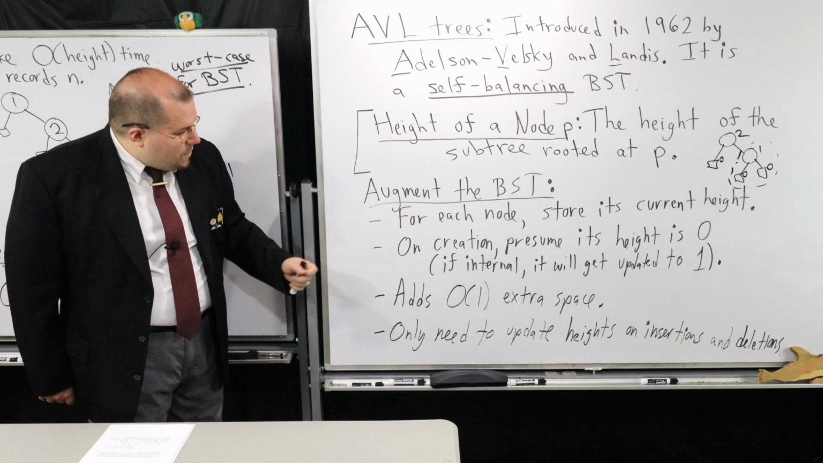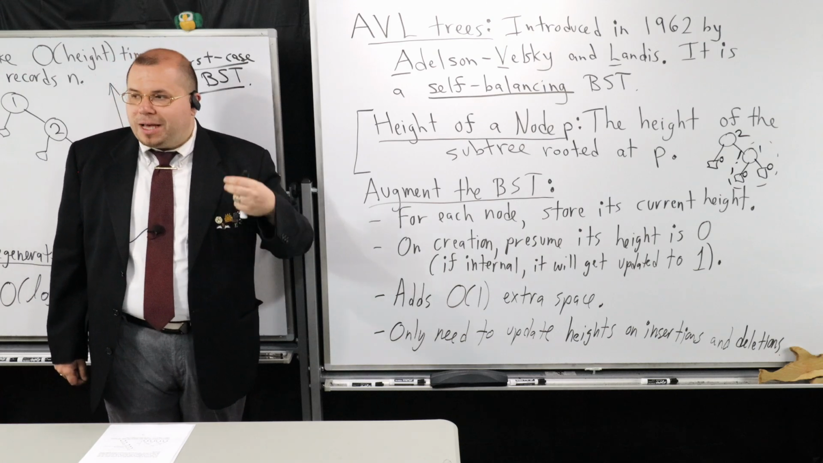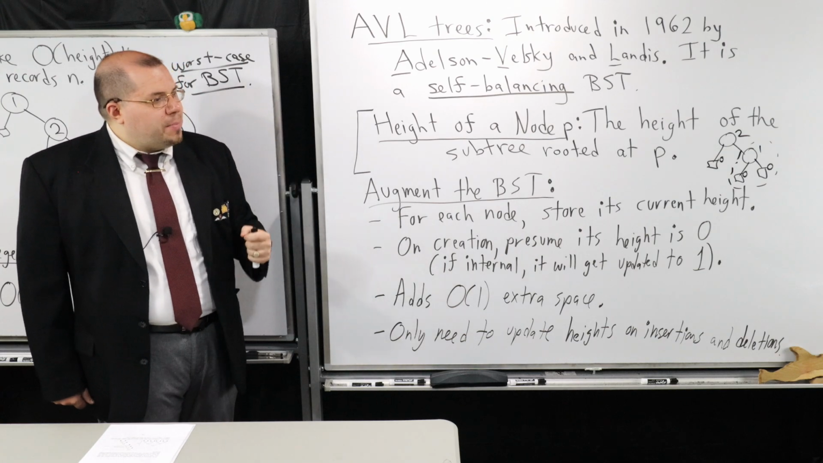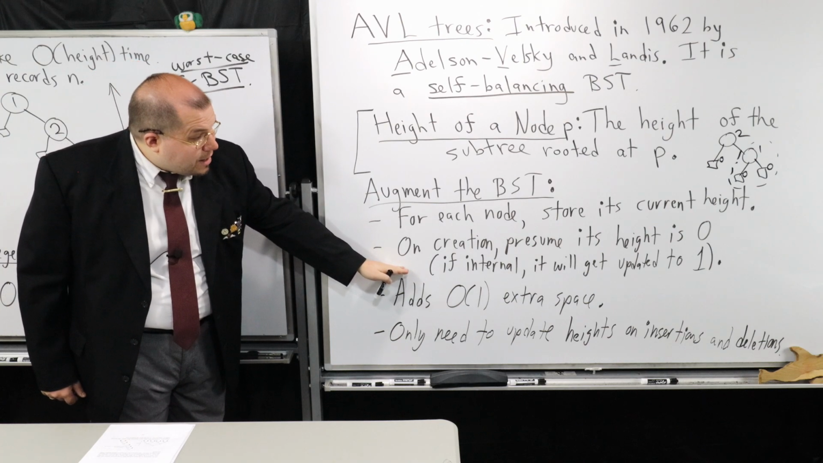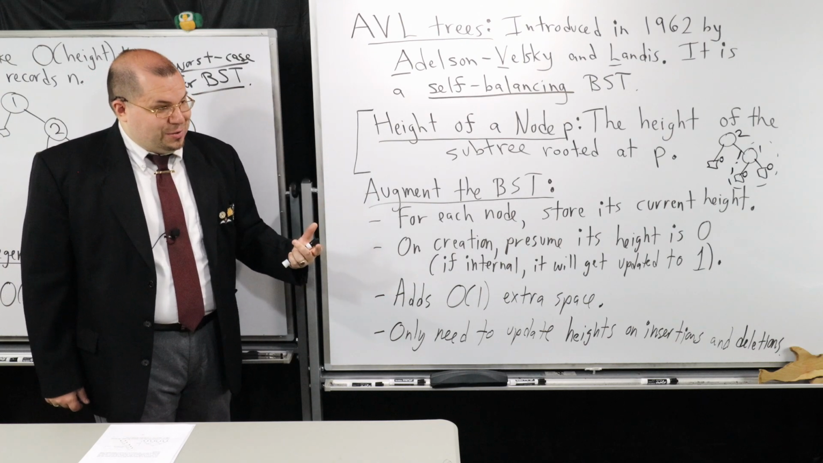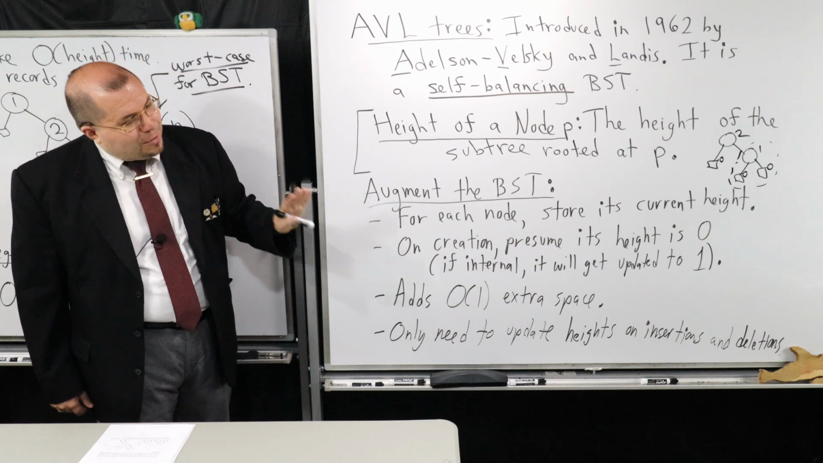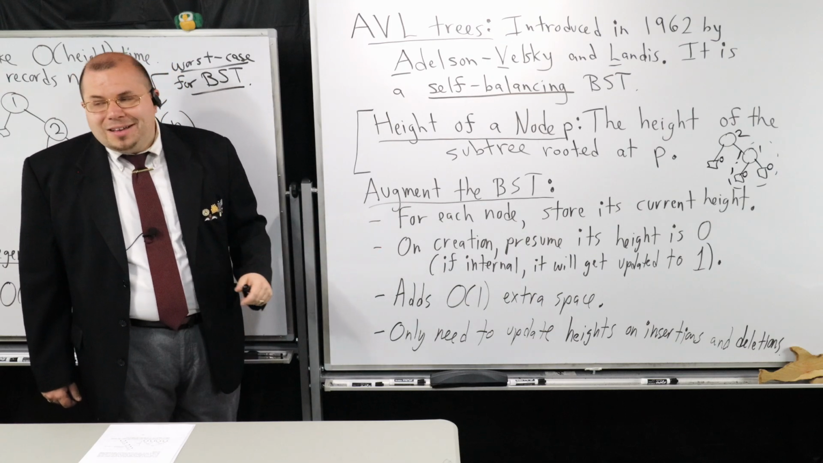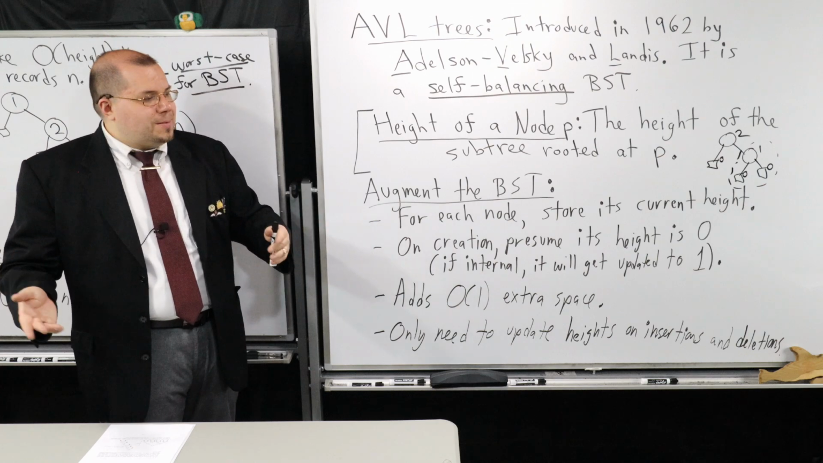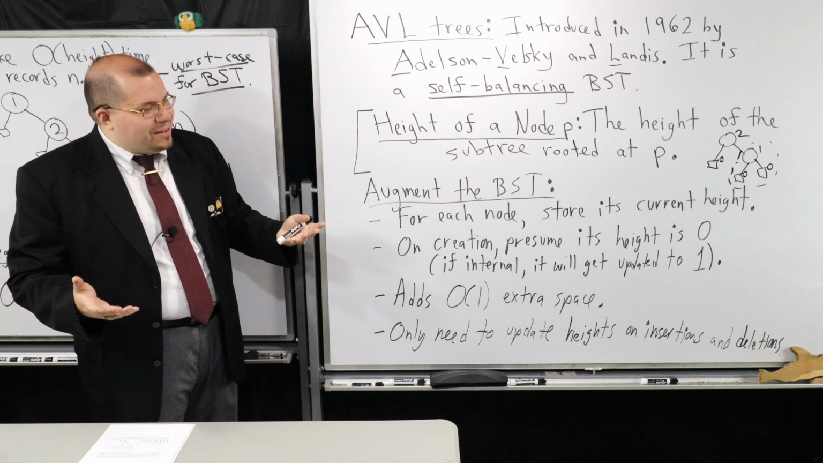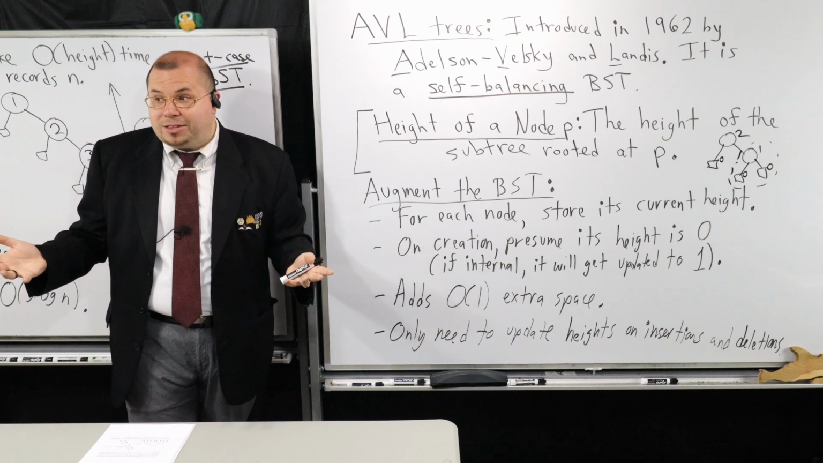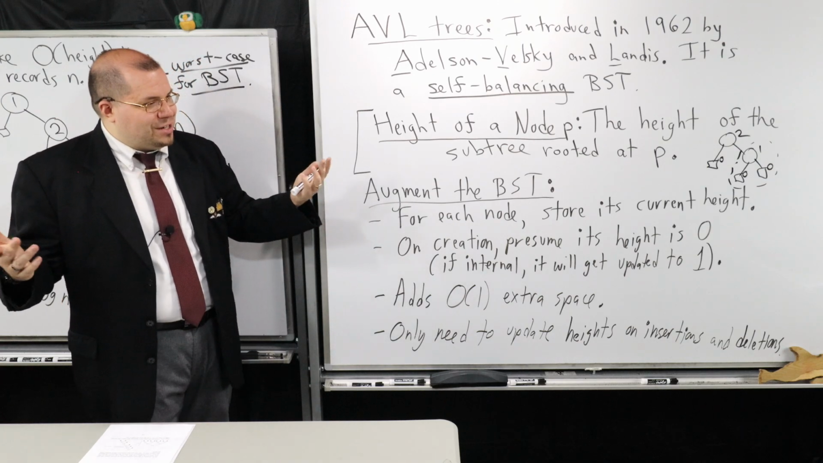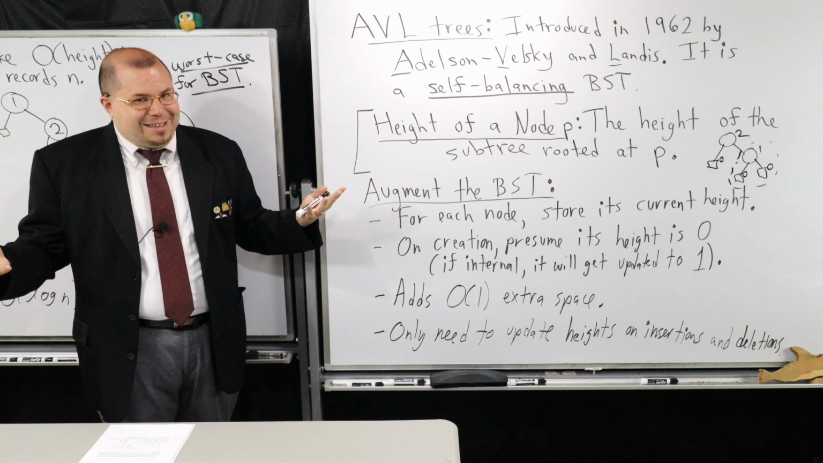Now, on creation, I'm going to presume the height of a node is 0, but our algorithms are going to allow it to automatically update to be 1 if it is in fact an internal node. So I will talk more about this later. But the point is that our algorithms, when we put them in place for insertion and removal, those are the only times where we ever mutate the tree, correct? If ever I do searches, I don't mutate anything, right?